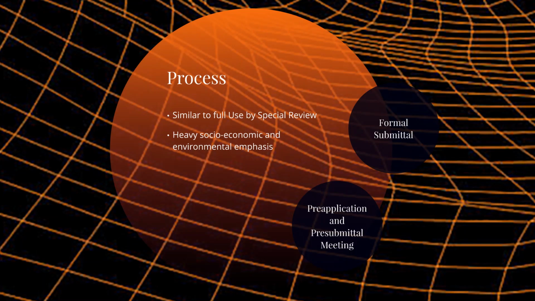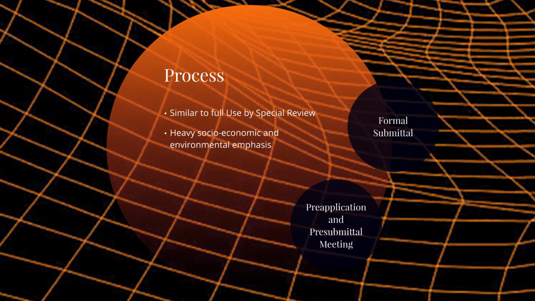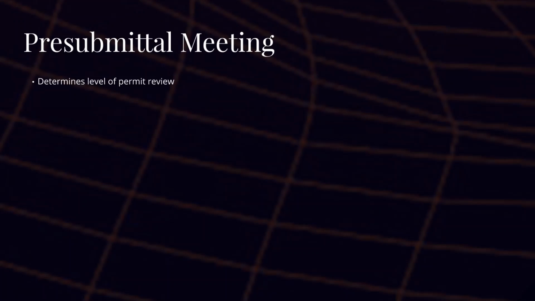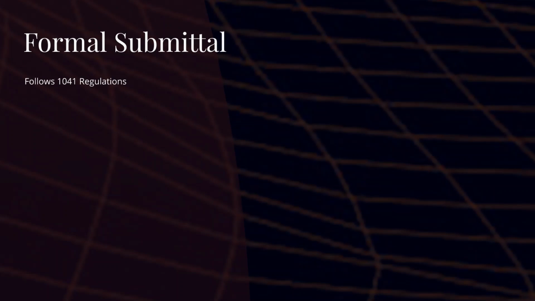And like a full USR, the 1041 has a pretty lengthy and thorough process. That process starts with a pre-application and pre-submittal meeting, and at that meeting, a jurisdictional agency will determine the level of permit review. And then you'll have your formal submittal, which follows the 1041 regulations.